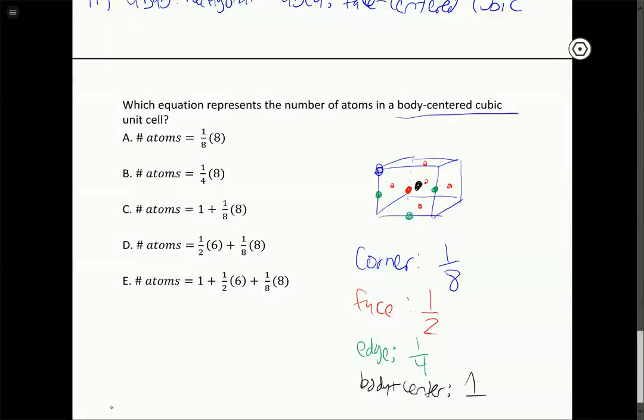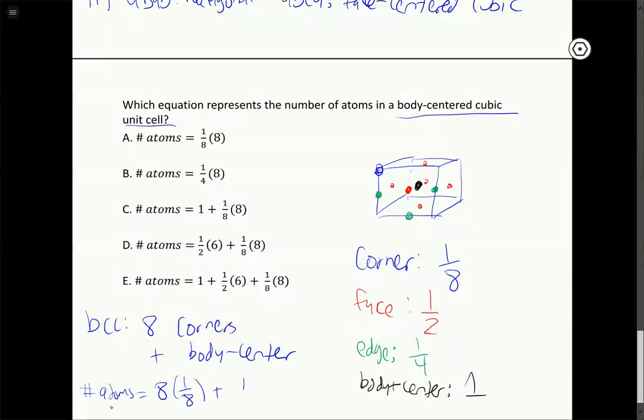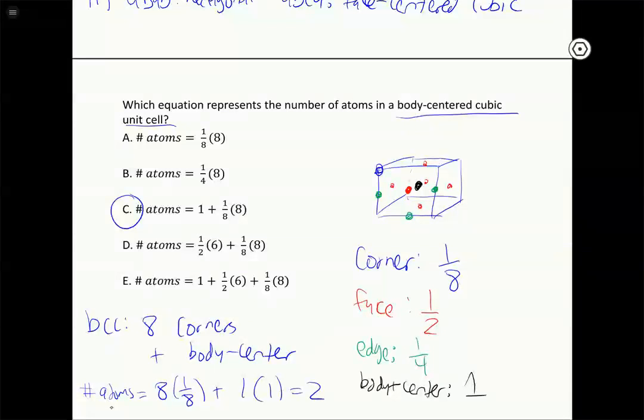So if we're talking about a body-centered cubic unit cell, what we have are 8 corners filled plus the body-centered. So when we want to count the number of atoms, we have 8 corners, each counts as 1/8. Plus 1 center, which counts as a full atom. So we have a total of 2. So the one that represents this is going to be choice C, just written in a slightly different order. So when you have a body-centered cubic lattice, you have all 8 corners filled, counting as 1/8, and you have the center, which just counts as 1.